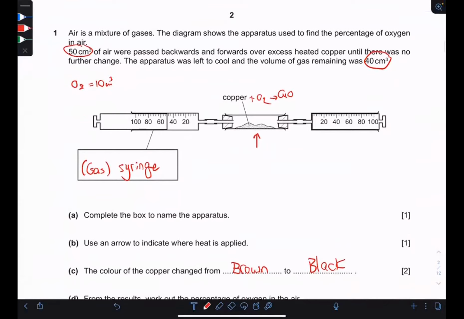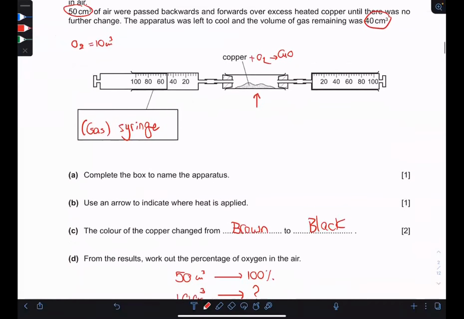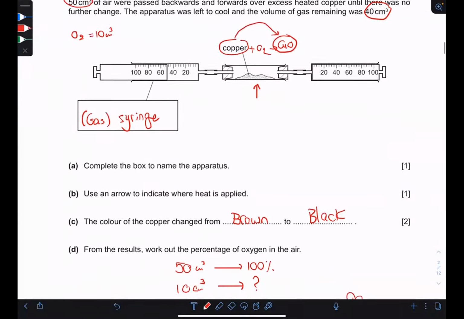He's asking for an arrow where heat is applied. This is the place you heat the solid, not the gas. You always heat the solid, and then you pass the gas over it. The color of the copper changed from brown or reddish brown or orange to black, which is the color of copper oxide. You started with copper, you turned into copper oxide.